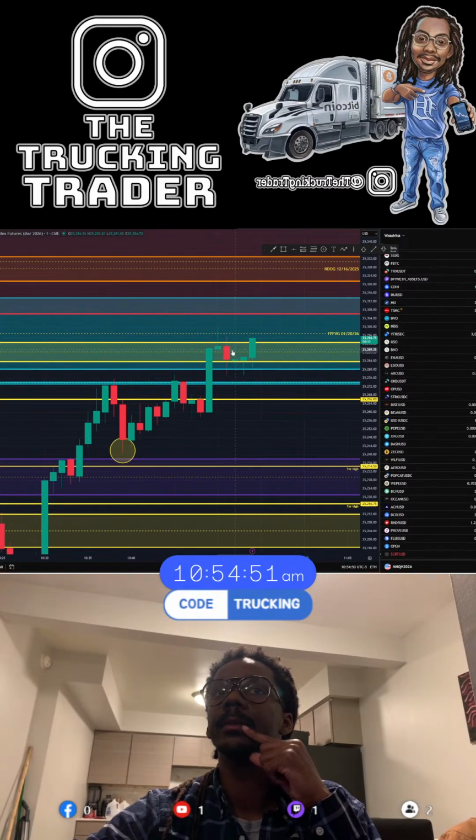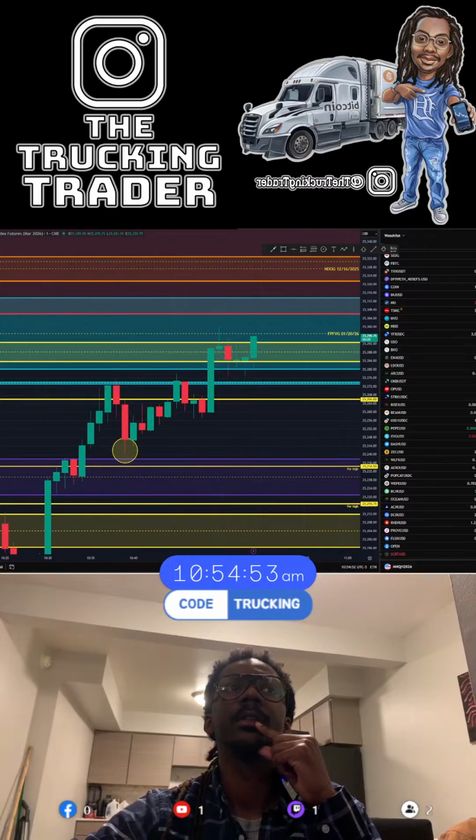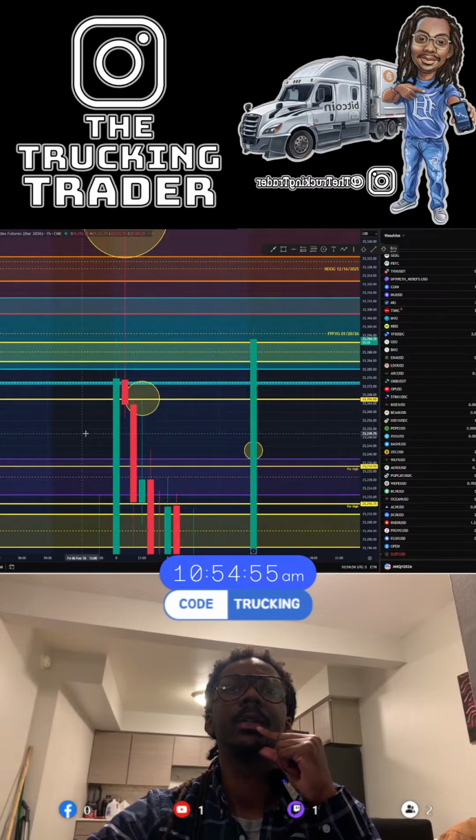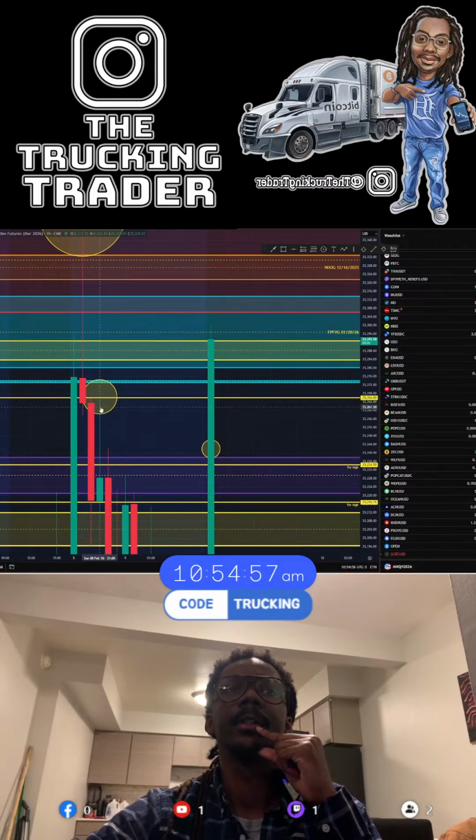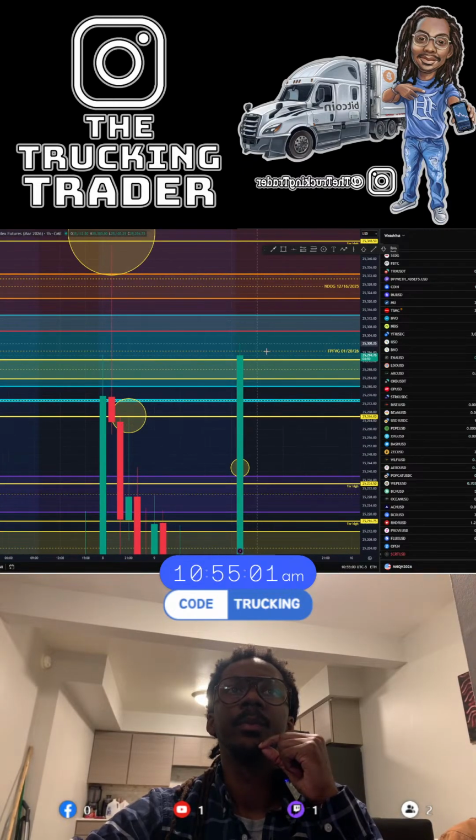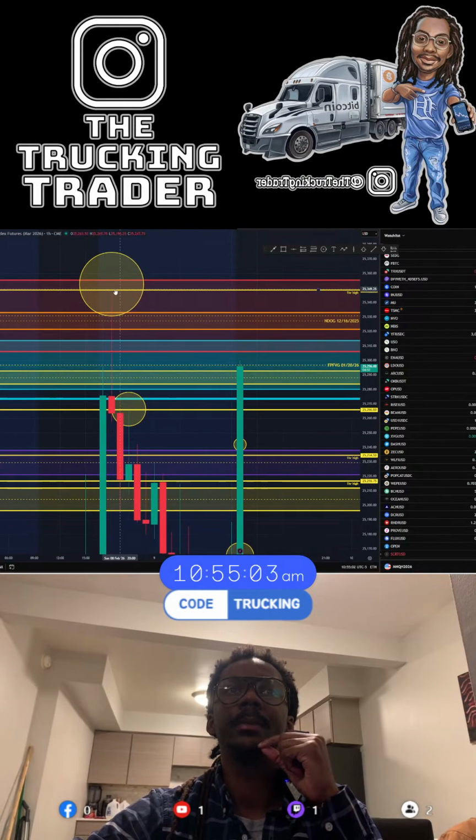All right, so we're just waiting for this 1 hour candle to close above this swing high. We want to make sure we can get above this swing high. We're looking at this as a potential target, but we don't know if the market is going to go up there or not.